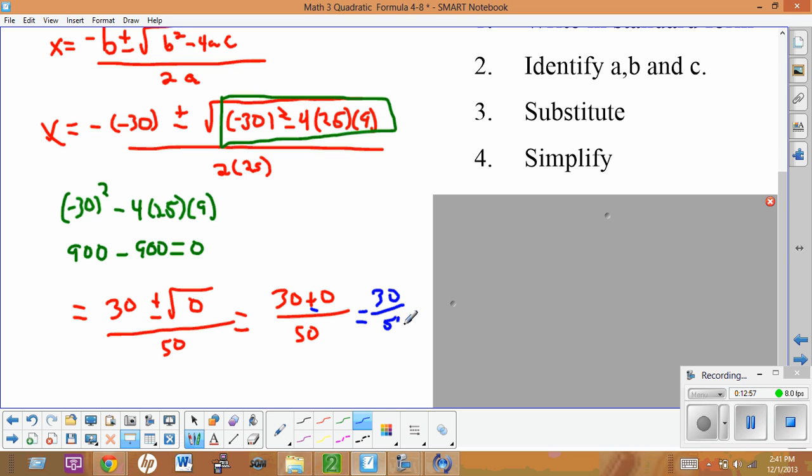3/5. Okay, so go ahead and pause the video. Make sure you've got these steps down. You understand the simplification, and when you're ready, let's move on to our last example.